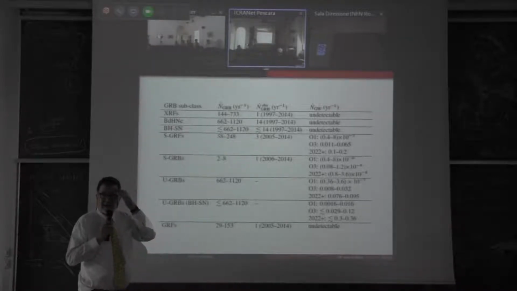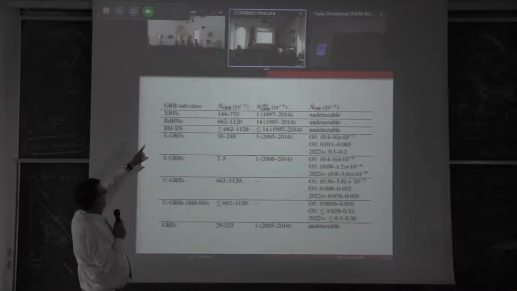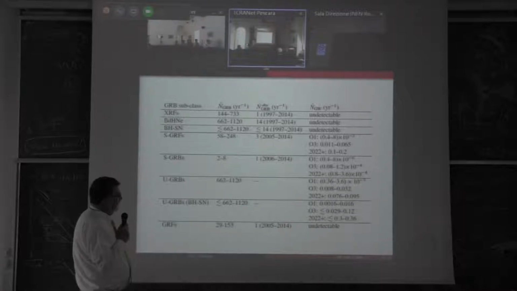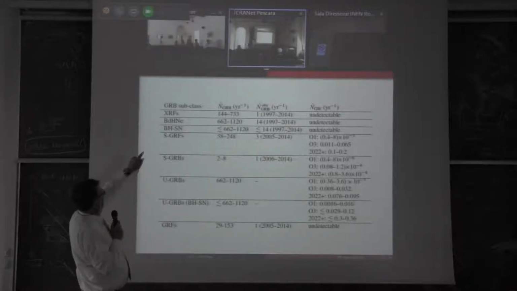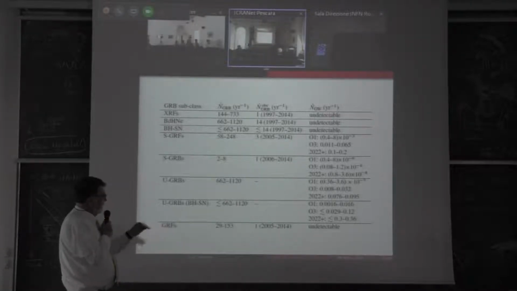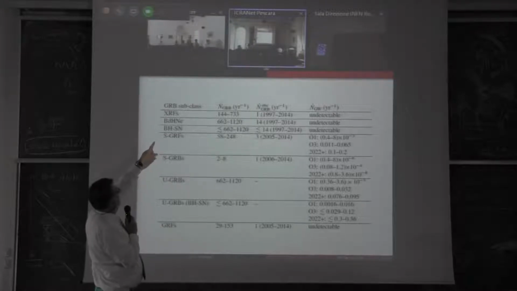We were discussing yesterday the fact that there are 7 different classes of GRB: the X-ray flash, the BDHN, the black hole supernova, the short gamma-ray flash, the short gamma-ray burst, the ultra-short, the UGRBs, and the gamma-ray flash. Maybe we have to present them: 1, 2, 3, 4, 5, 6, 7, 8.